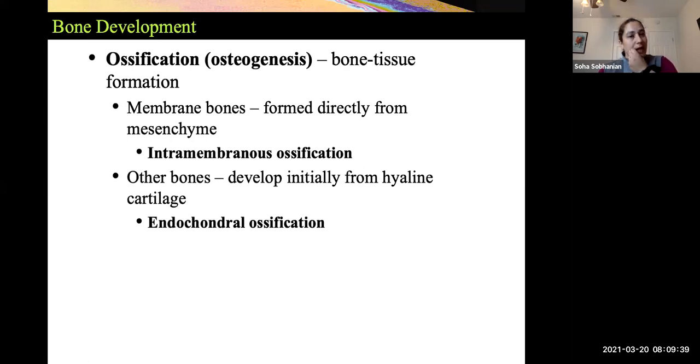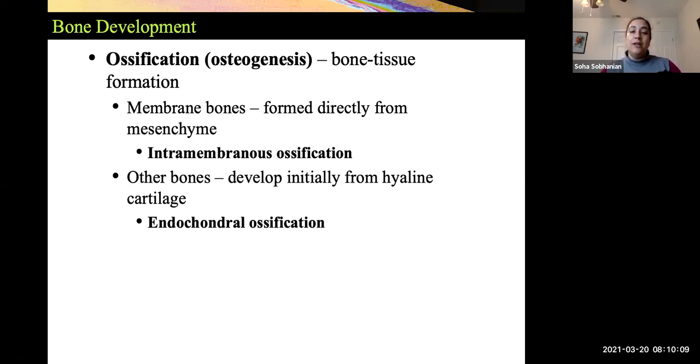And we said, if we look at the majority of the bones, with the exception of some of the skull bones and your clavicle, which is your collarbone, all of your bones in the body actually go through the process called endochondral ossification. The other type, some of the skull bones and the clavicle, go through a process called intramembranous ossification. So we're going to briefly talk about both of these.